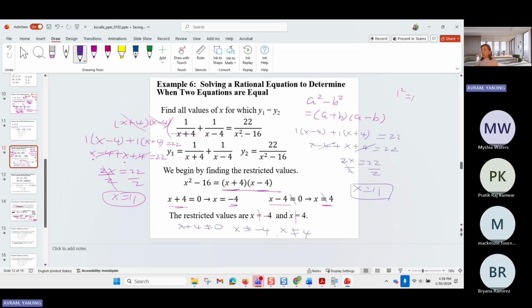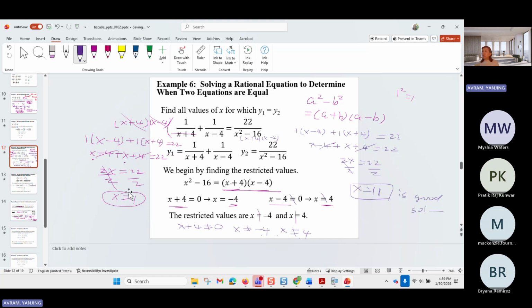All right. And then this is x plus 4, x minus 4. So x cannot be equal to either positive or negative 4. But my answer here, 11, is not equal to 4 or negative 4. So this one is good. It's a good solution. Okay.